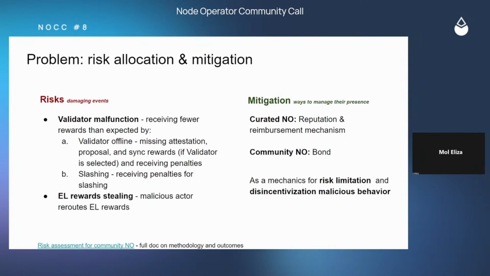We will talk about how we can evaluate the effect, how bond can mitigate the effect, and then talk a little about the complex risk of these damaging events being realized at the same time or consecutively.